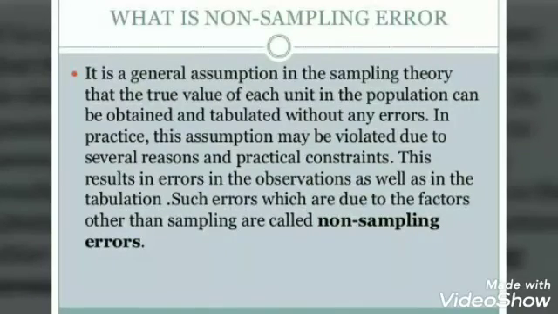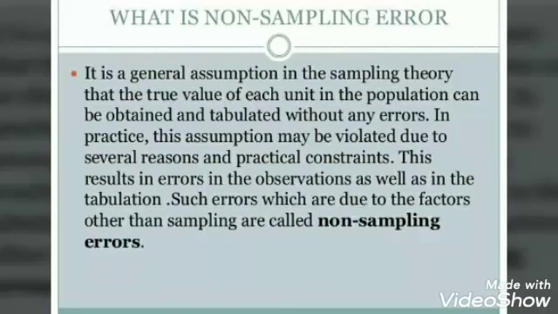So students, these are the two different statistical errors, that is sampling error and non-sampling error. Though both errors are not good while collecting or analyzing the data, one could be minimized to a certain extent, while the other could not be minimized. So the non-sampling error could be a very serious error.